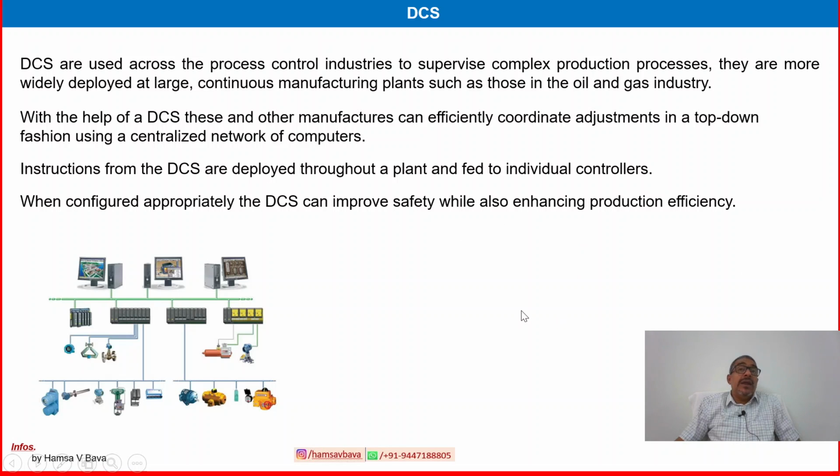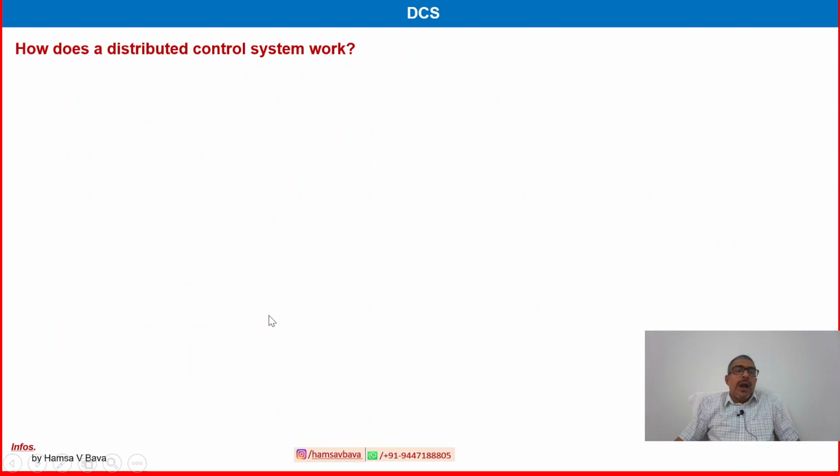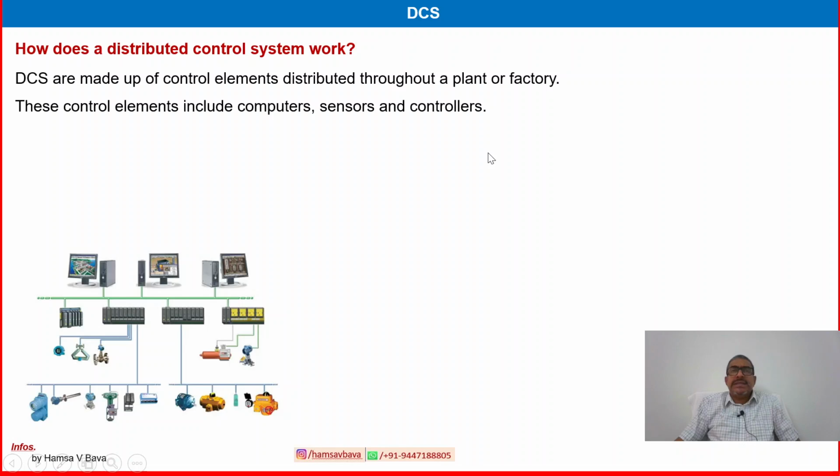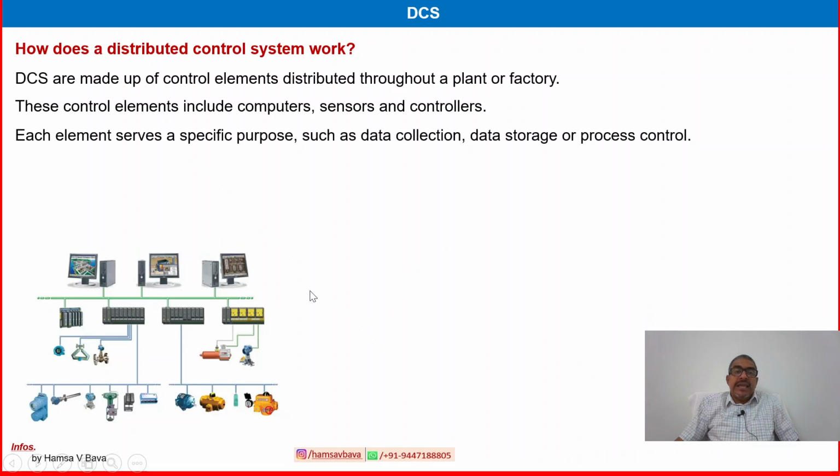These two points are very important. Improve safety, or minimize the risk and hazard, and enhance production efficiency. How does a DCS, distributed control system, work? DCS are made up of control elements distributed throughout a plant or factory. These control elements include computers, sensors and controllers we already discussed.